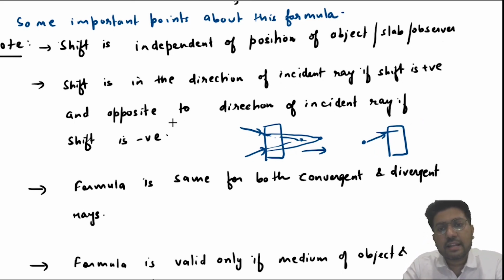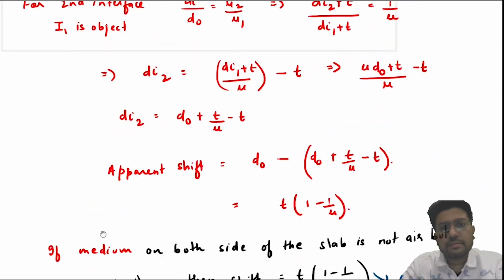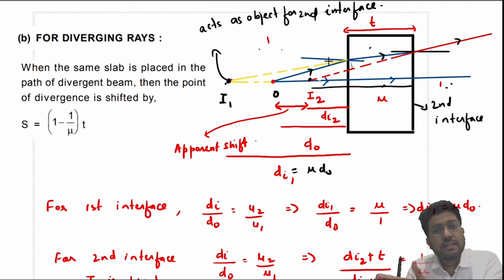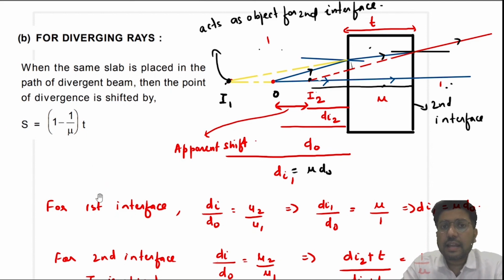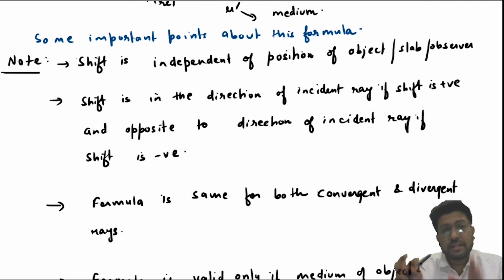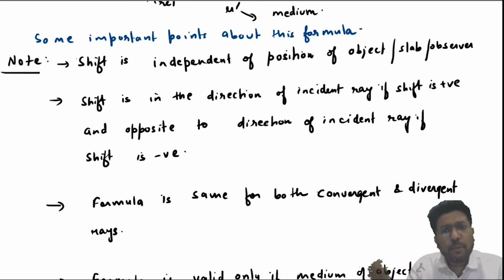I will show you the diagram again. See, this was the object and this was the final image. The shift was towards the right. Why? Because the incident ray is towards the right. So shift is always in the direction of the incident ray if it is positive, and if it is negative, it is opposite to the direction of the incident ray. So this is very, very important.